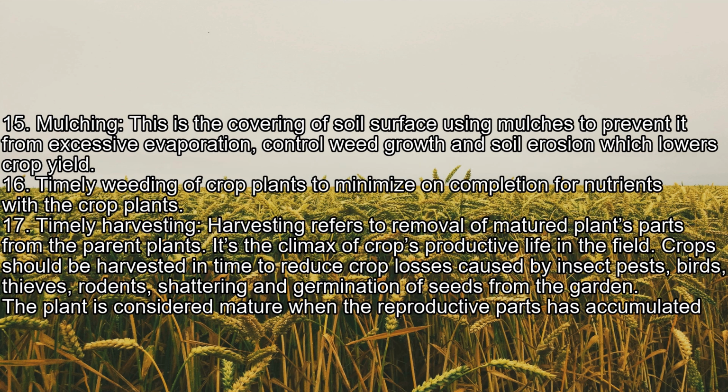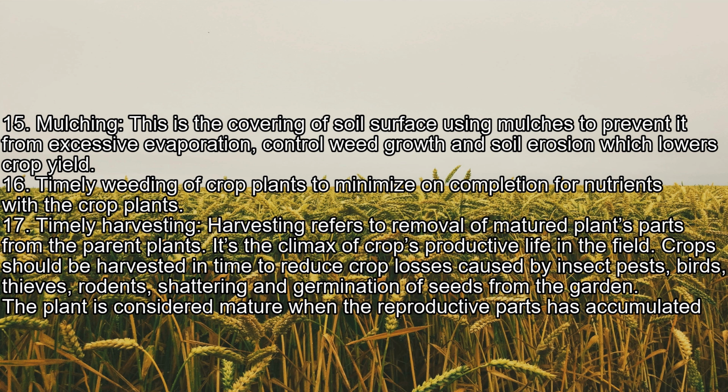15. Mulching. This is the covering of the soil surface using mulches to prevent it from excessive evaporation, control weed growth and soil erosion which lowers crop yield. 16. Timely weeding of crop plants to minimize competition for nutrients with the crop plants.